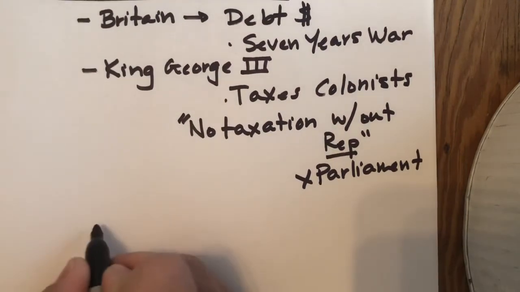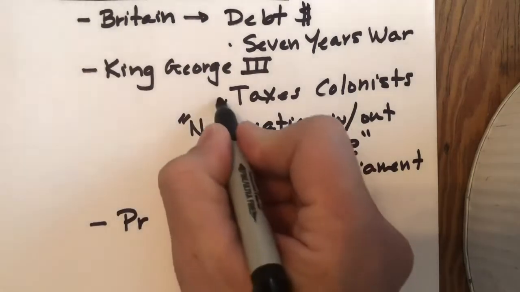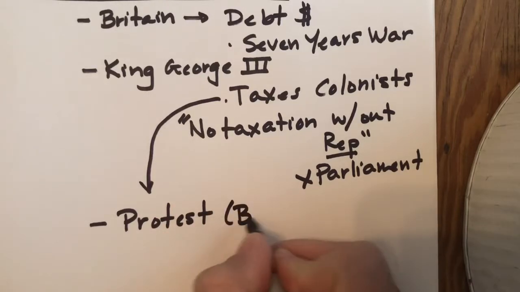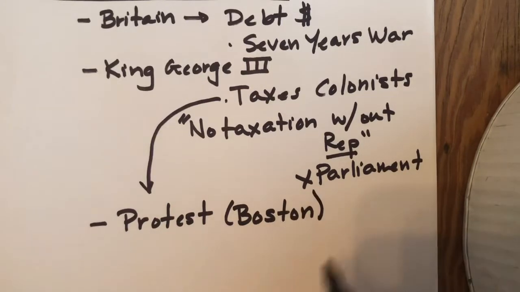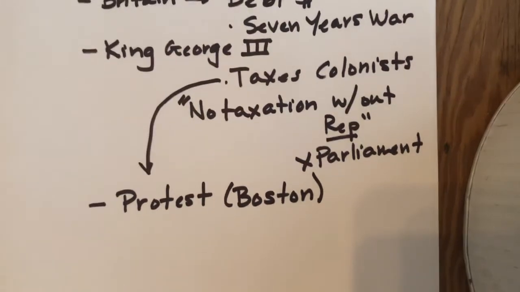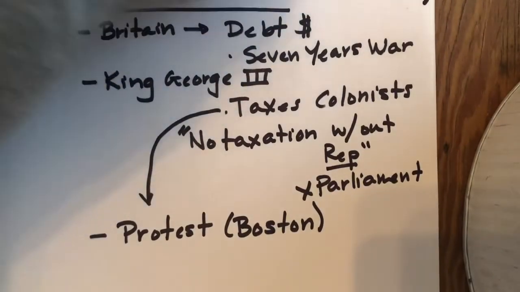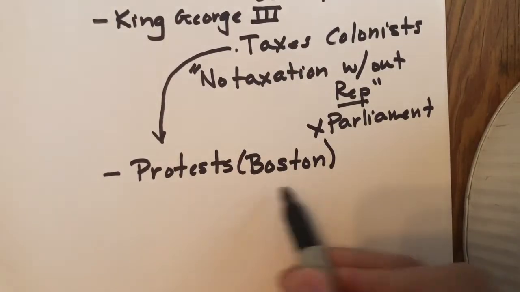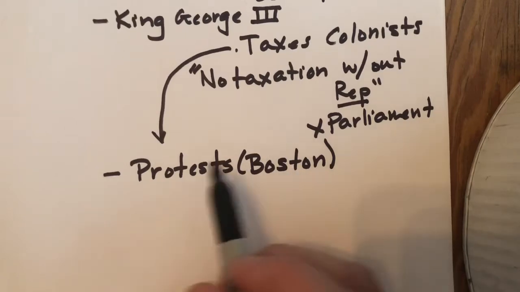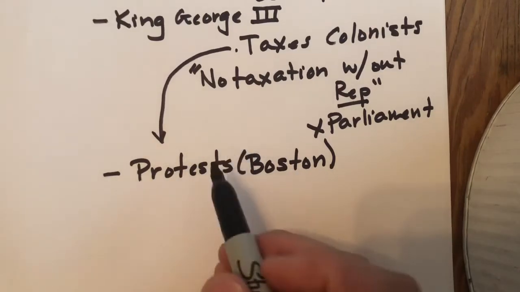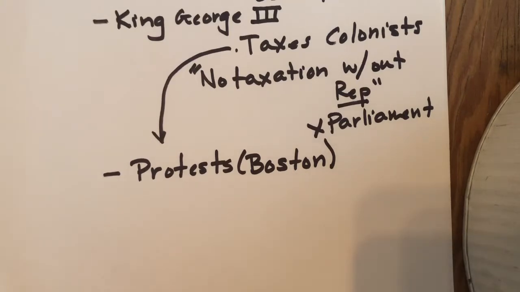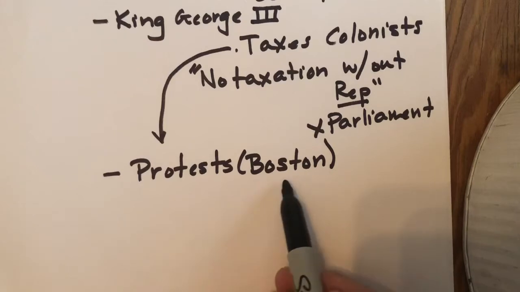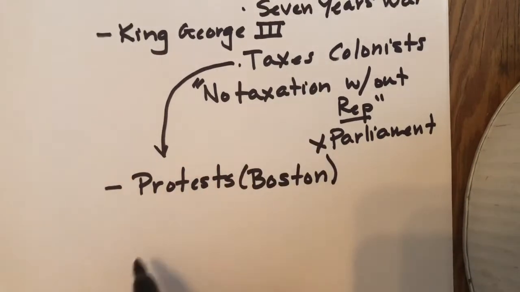So with taxes comes protests. Protests begin in Boston, Massachusetts, in Philadelphia and other places, eventually spreading throughout the colonies. We see the Boston Massacre happen. We see the Boston Tea Party happen. Taxes are being levied on things like stamps, paper products, even playing cards, tea, sugar, everything that's imported and exported to the colonies and from the colonies.